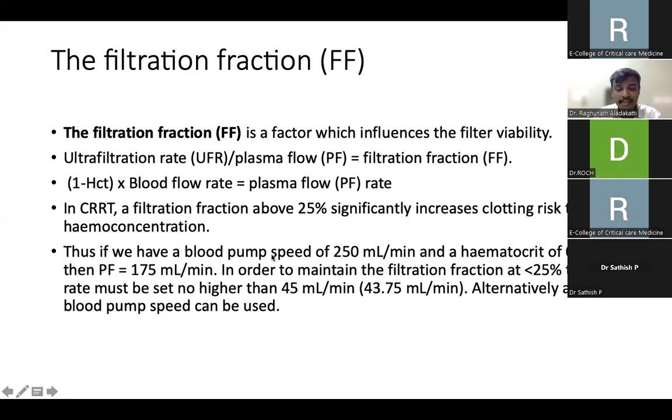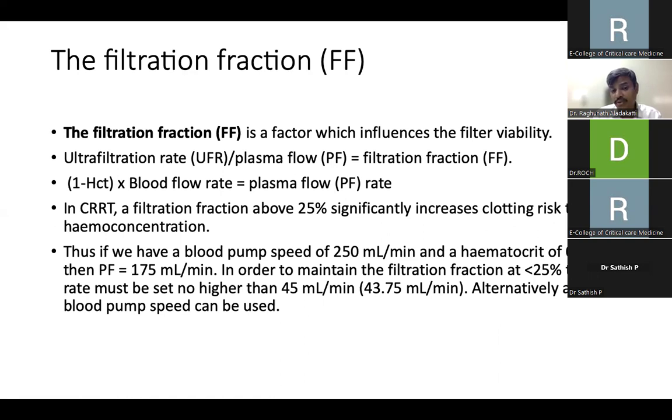Imagine the blood pump speed is 250 ml per minute and the hematocrit is 0.3. Then (1 minus 0.3) times 250 becomes 175 ml per minute, which will be the plasma flow rate. If you maintain the ultrafiltration rate around 45, then 45 divided by the plasma flow of 175 is the ratio we'll take. In order to maintain filtration fraction less than 25%, the ultrafiltration rate should be no higher than 45. It should be less than 45.